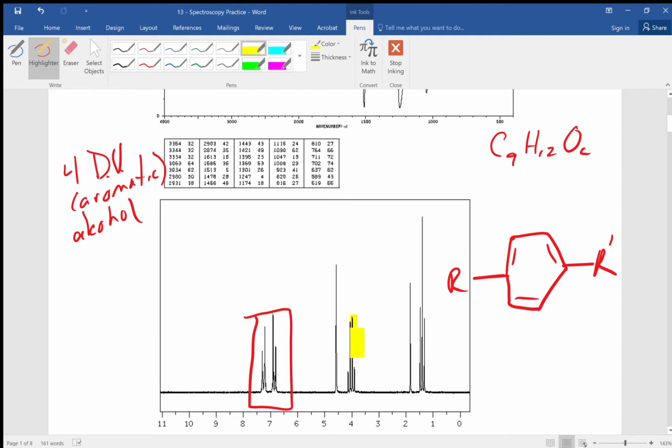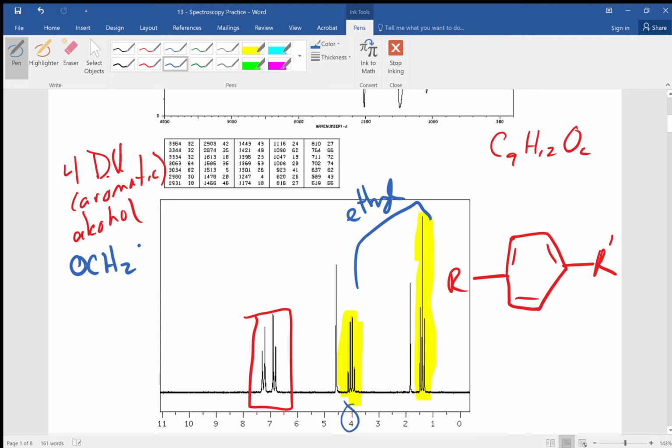The next thing that I see is a pattern that we've already seen 2 or 3 times, and that's this quartet triplet pattern. And what have we said multiple times that that's most likely to stand for or represent? An ethyl group. And more specifically, because the CH2 peak is at around 4 ppm, that tells us we have an OCH2CH3. So I'm going to fill that in on one side of our aromatic ring.